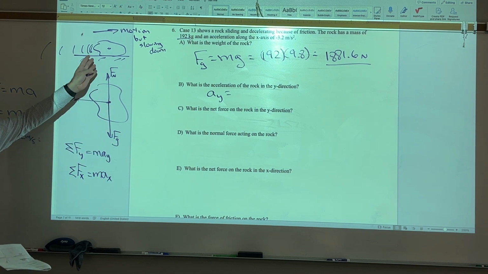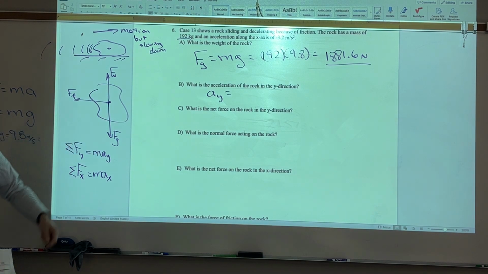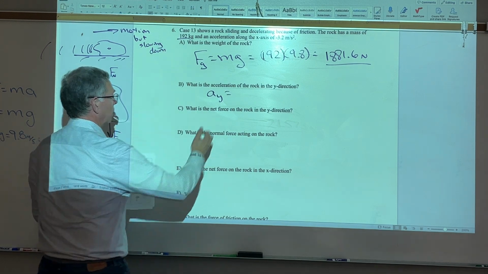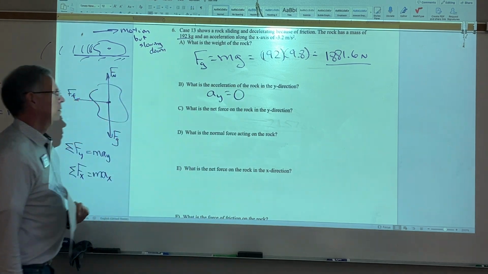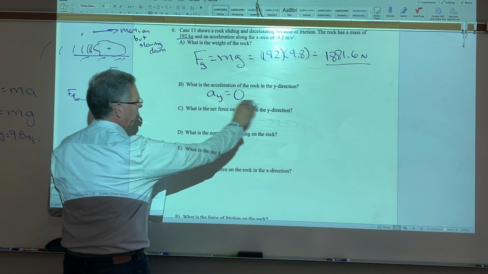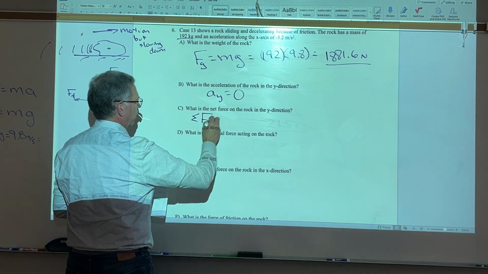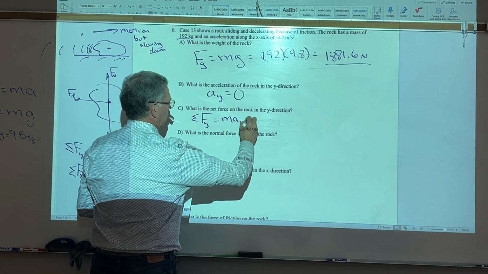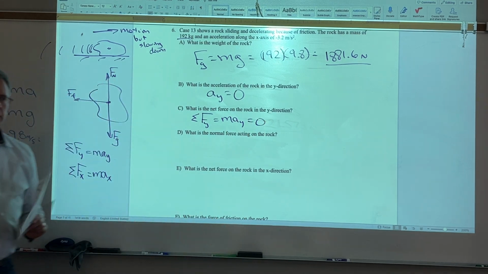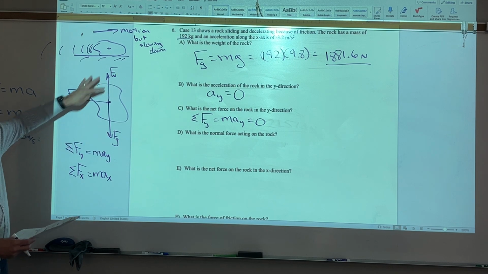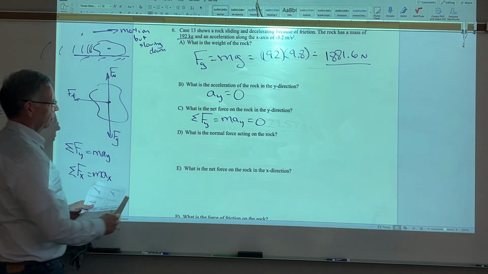Negative? Somebody said 0. Y acceleration is 0. That's correct, because you're not falling down. We're not moving up or down. It's moving to the right and slowing down, so 0. If my acceleration in the y direction is 0, what's my net force in the y direction? Also 0. Right. The net force, the combination of these two, is 0.